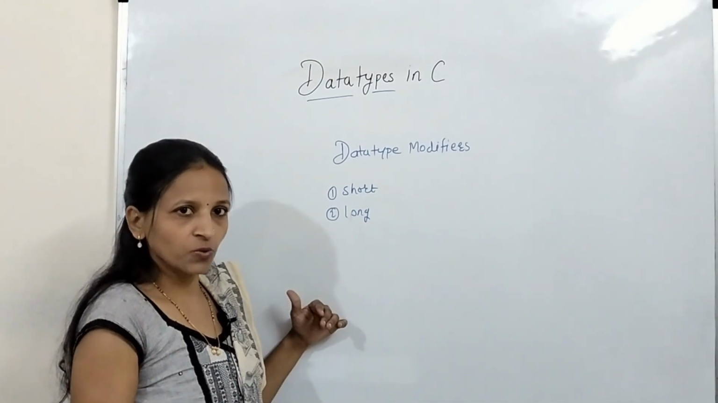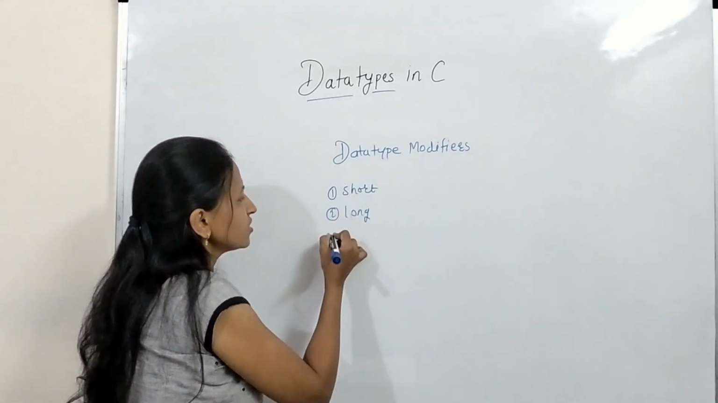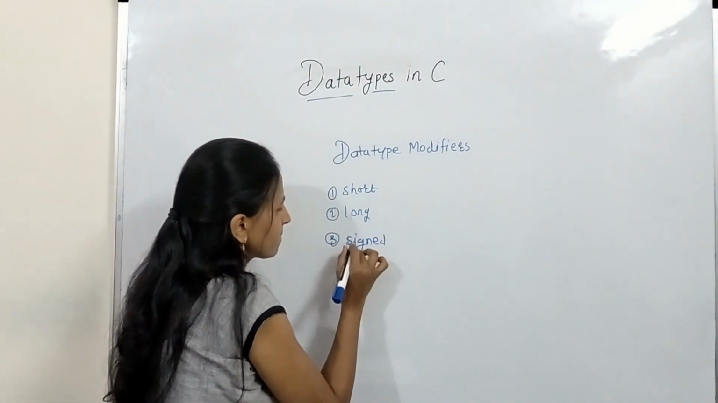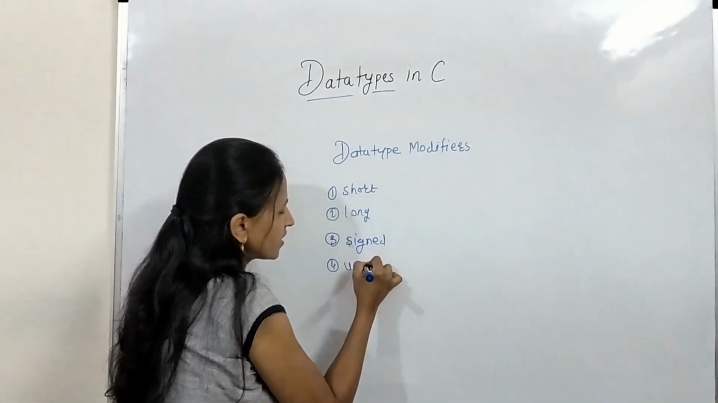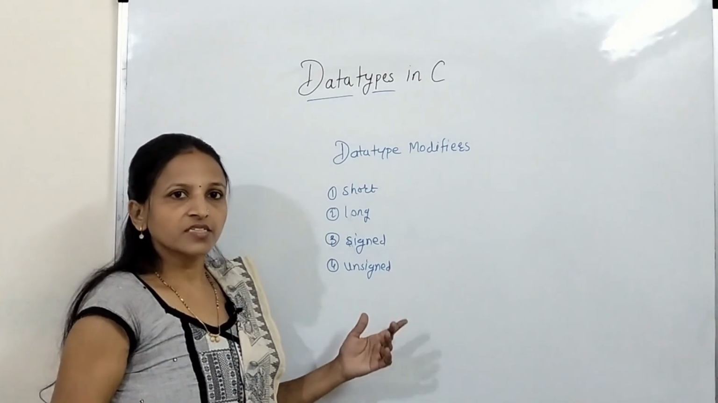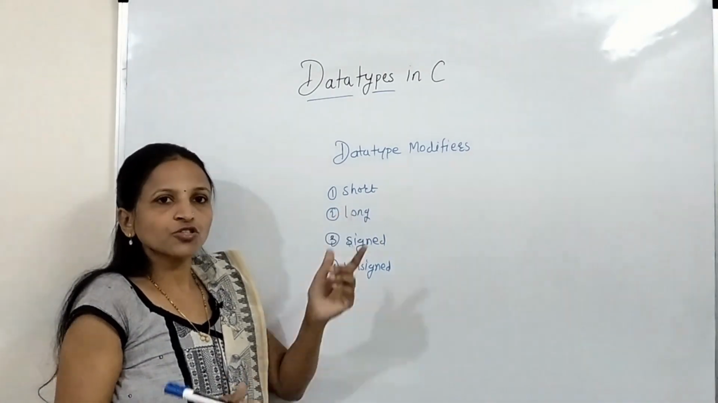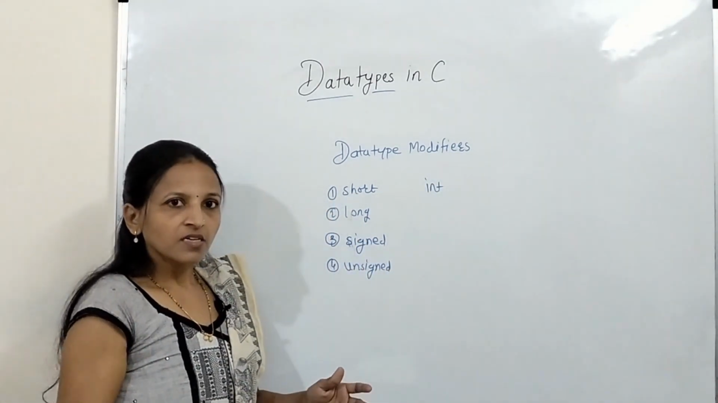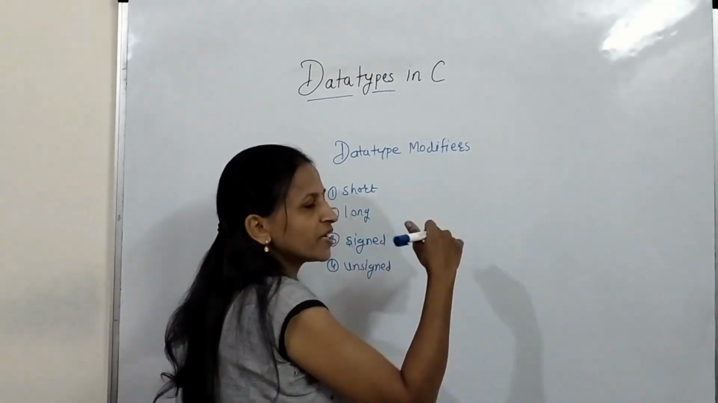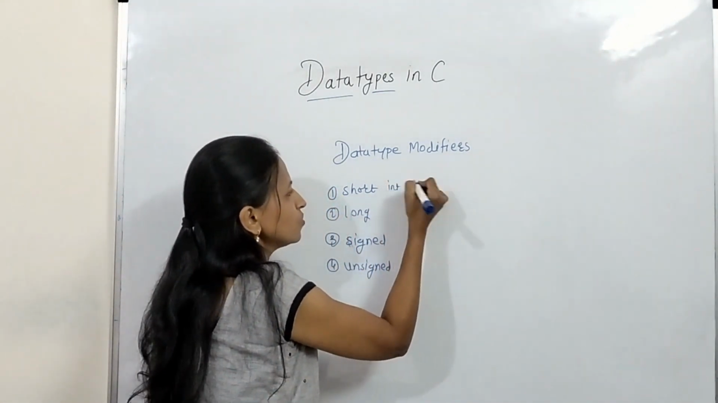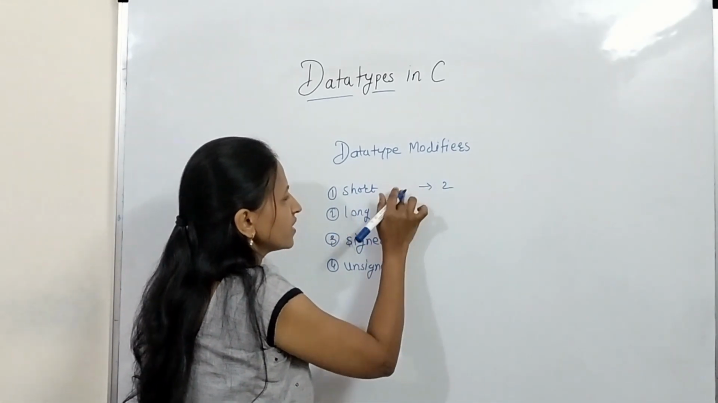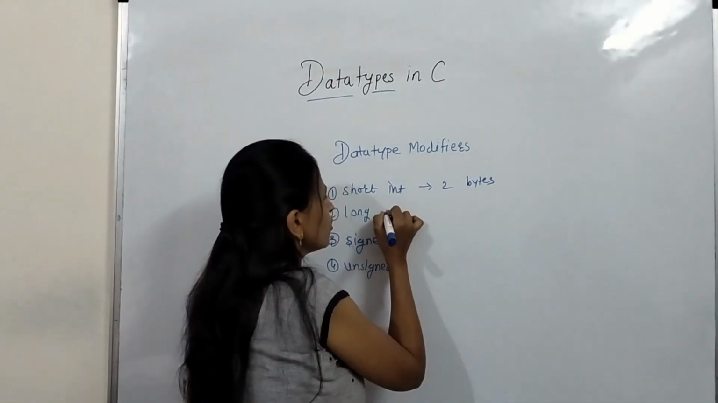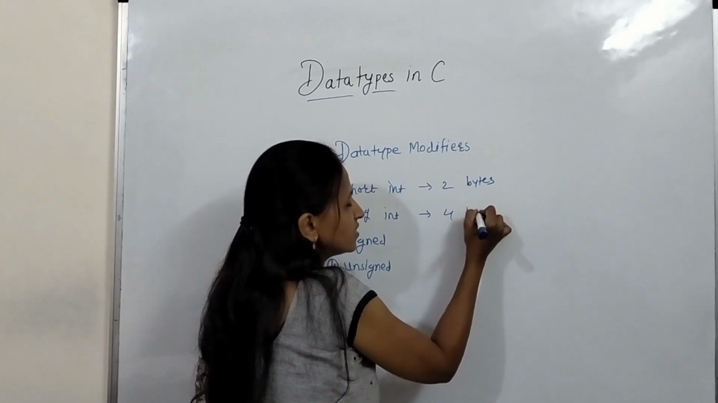It is compulsory. Now the next one is short, then long, then the third one is signed, and the fourth one is unsigned. What is the meaning of short? Short means small integer. For a normal integer, 2 bytes will get reserved. For short integer also 2 bytes will get reserved. You can write it this way, short int. Again for long int, 4 bytes will get reserved.